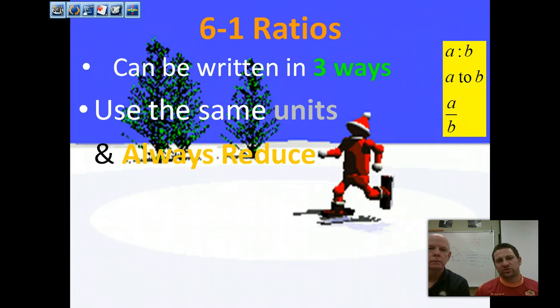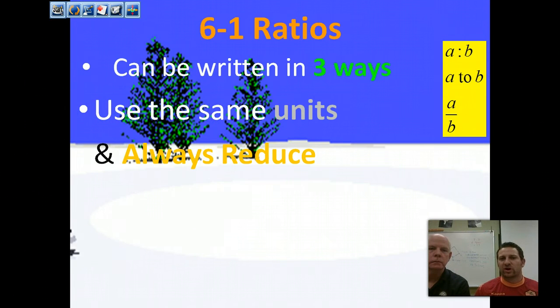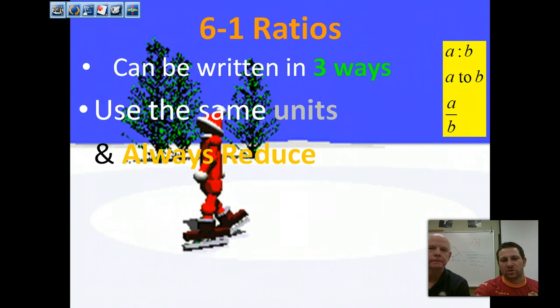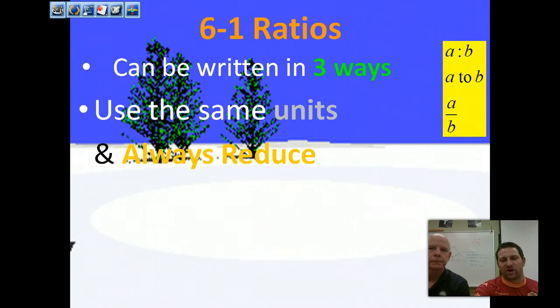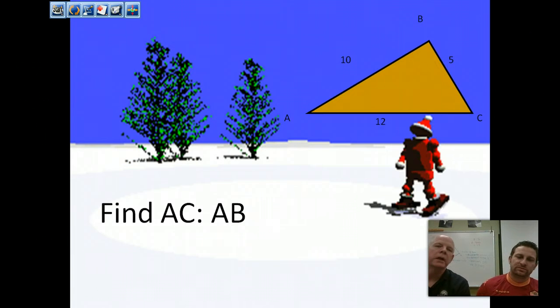And then always reduce, like any other fraction, guys. A ratio is just a fraction. We always want to try to reduce things because sometimes things may be equivalent but look a little bit different. If you don't reduce, you're not going to see that. So remember to reduce. Always reduce fractions. That's kind of the golden rule with them. So let's take a look at an example of that.